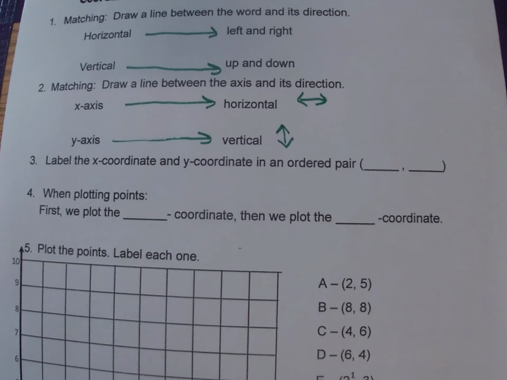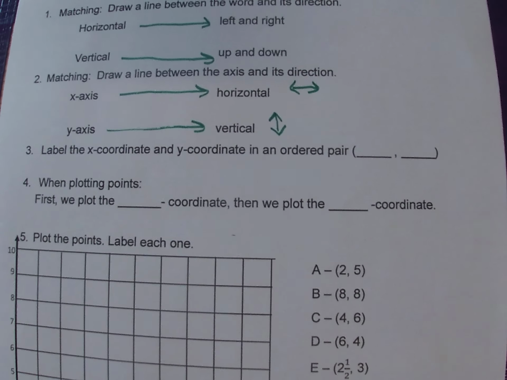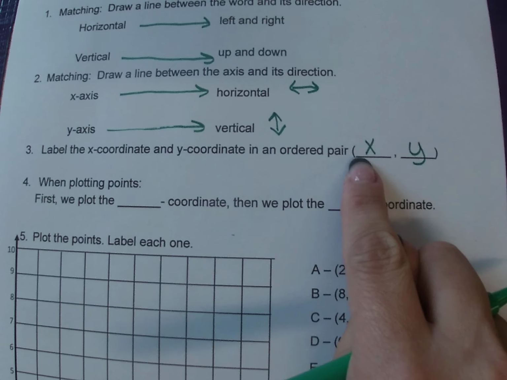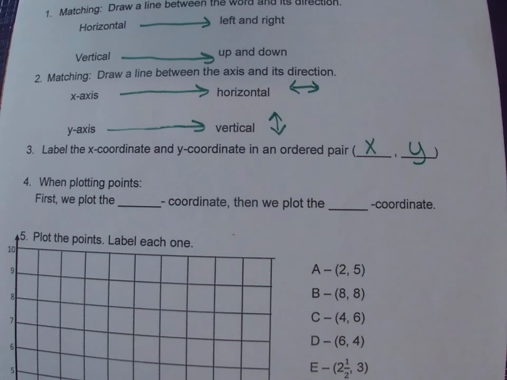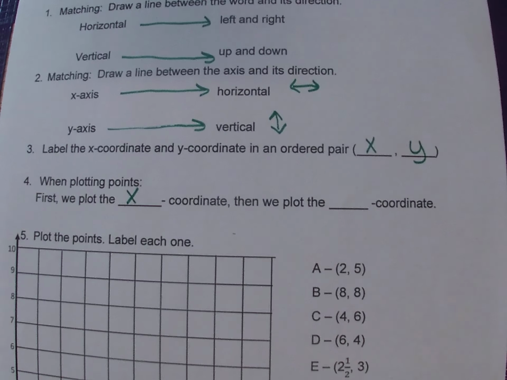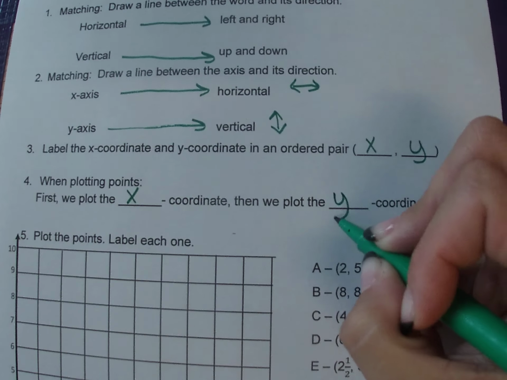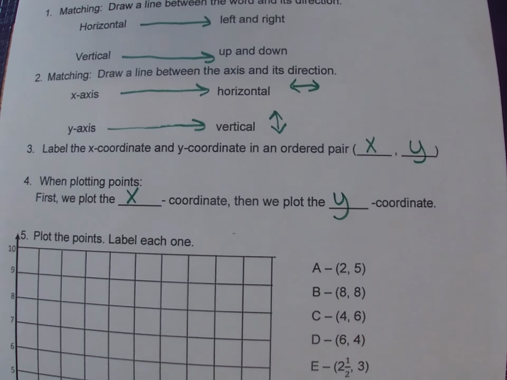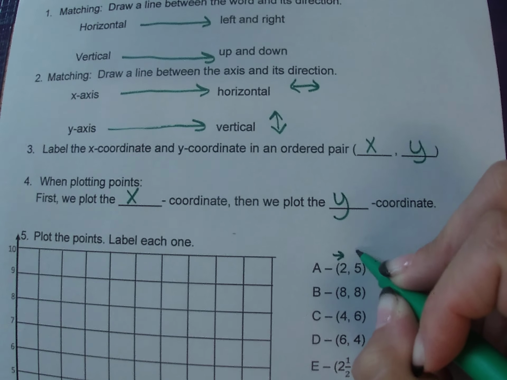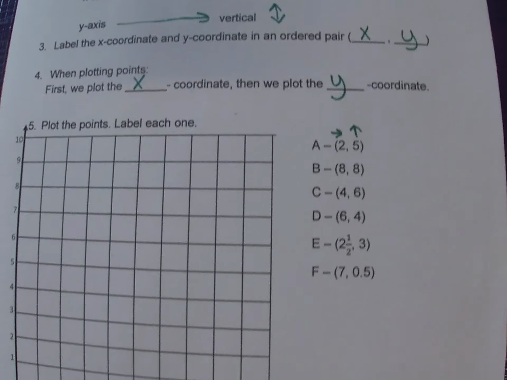When we plot a point in the xy plane, we are always going to be given an ordered pair in parentheses, a number, comma, a number, where the first number is our x value and the second number is our y value. Since the first number is the x coordinate, that's what we deal with first. The second number is our y coordinate, that's what we deal with second. Our first number tells us how many to go right. Our second number tells us how many to go up.